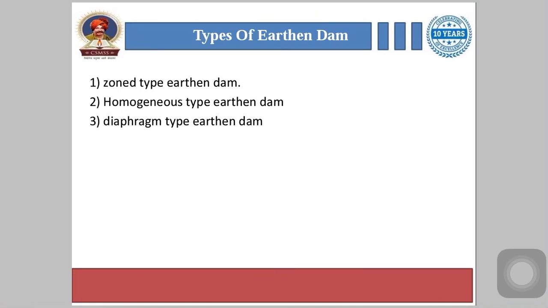So, this zone type of embankment is widely constructed, and the materials of the zones are selected depending upon their availabilities.